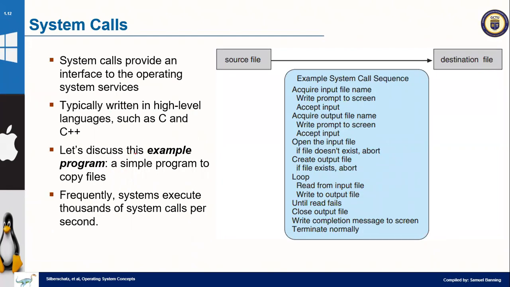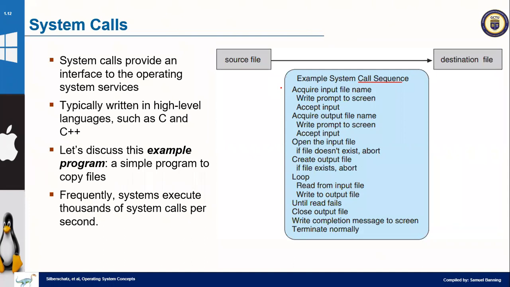Look at this program here, a simple program to copy a file from one location to another. This is called the call sequence. First, the program will acquire the input file name. What is the input file name? That is the name of the two files that you want to copy from and to. These names can be specified in different ways. Maybe you want to type or you want to just paste.